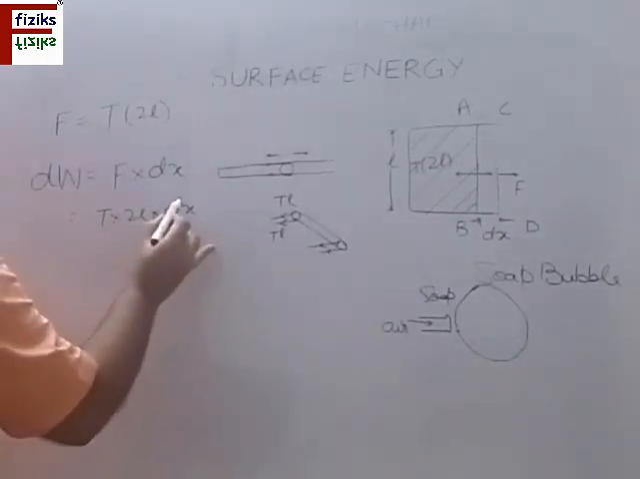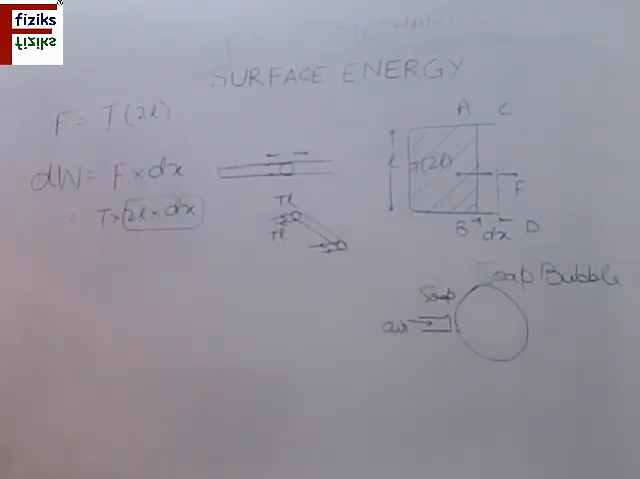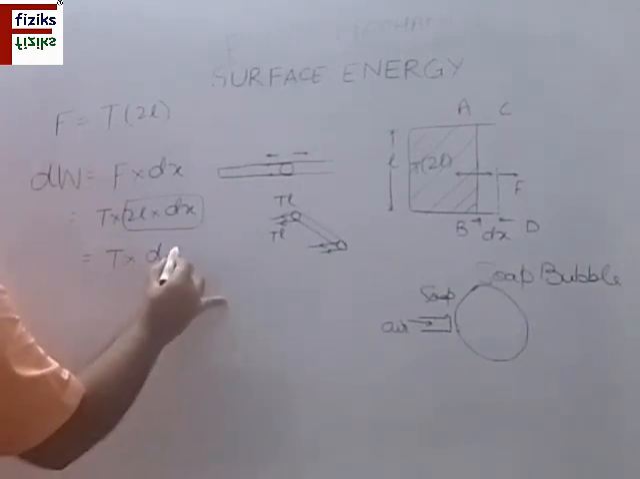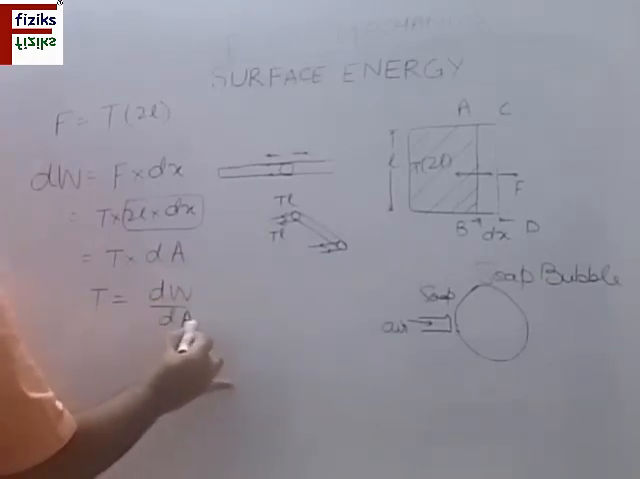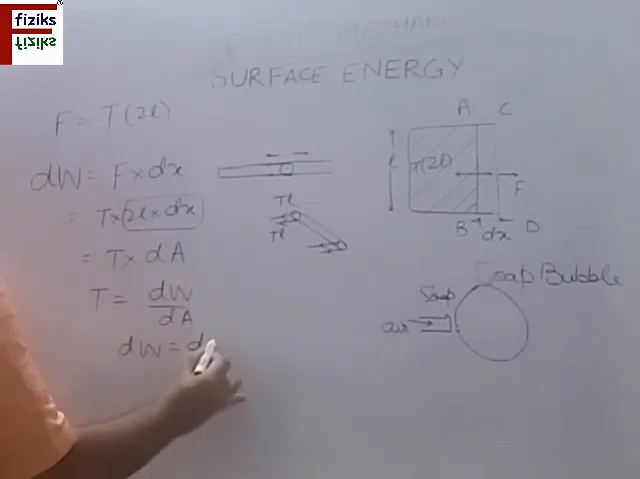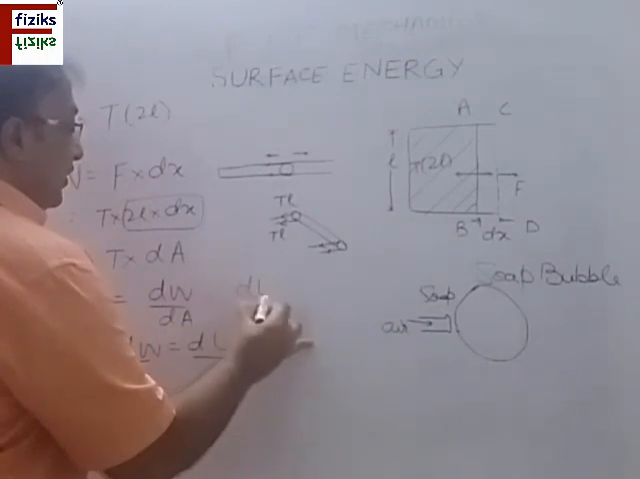So what is this 2L multiplied by dx? This is the area of the new surface formed. So this is T into dA, or T is equal to dW divided by dA. Or we can also write dW is equal to T dA. Work done is equal to the energy stored inside the surface in the form of the surface energy. So this term is called surface energy. We can also write T is equal to dW by dA or dU by dA.